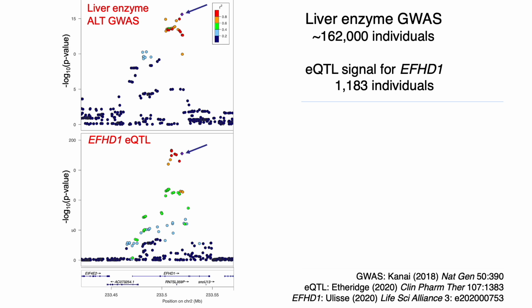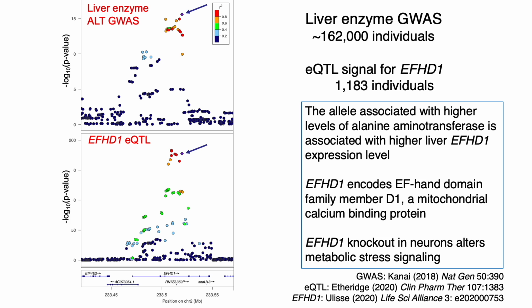The bottom plot is these variants associated with the liver expression levels of the gene EFHD1. So the top plot is data from a GWAS study, a genome-wide association study of 162,000 individuals. And the bottom plot is the evidence of association with expression levels in not quite 1,200 individuals. And the patterns of the same lead variants show association in both data sets. So we can use these data to figure out direction of effect. In this case, the alleles associated with higher levels of aminotransferase are associated with higher expression levels of EFHD1.